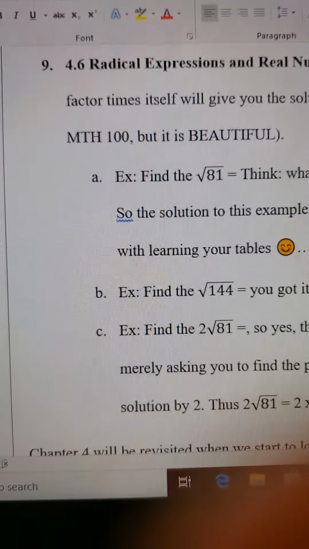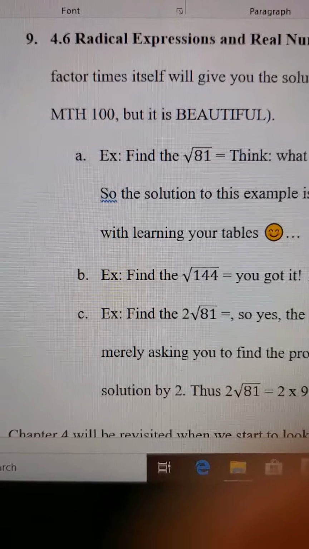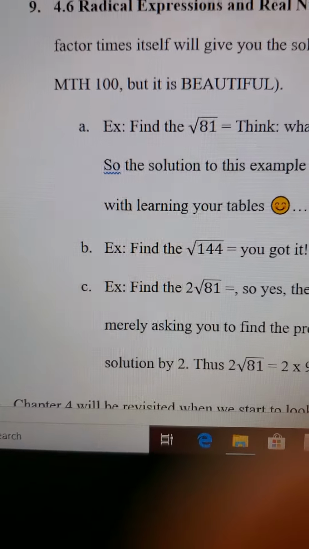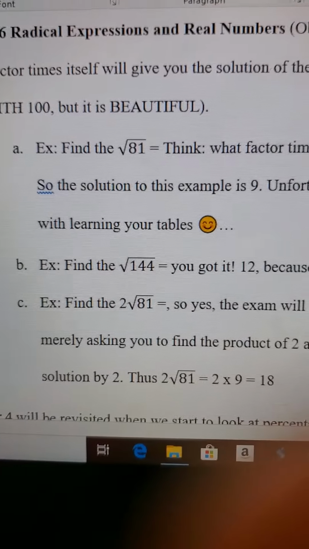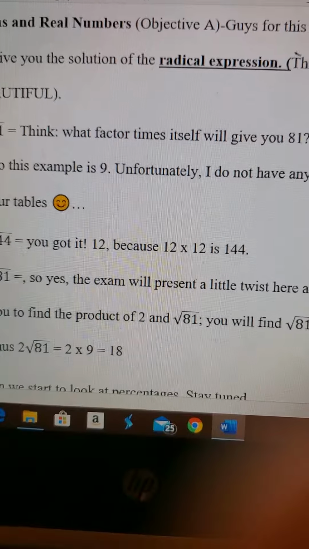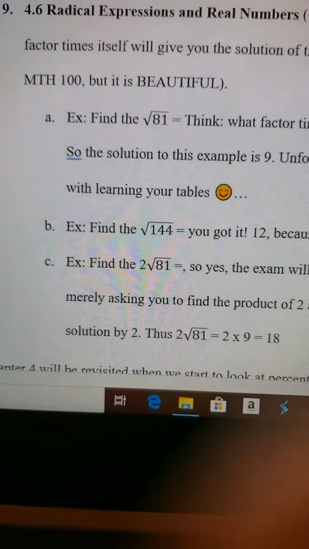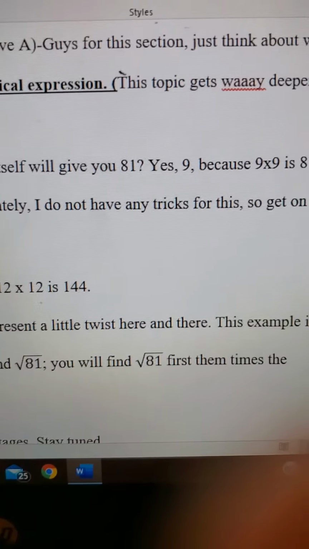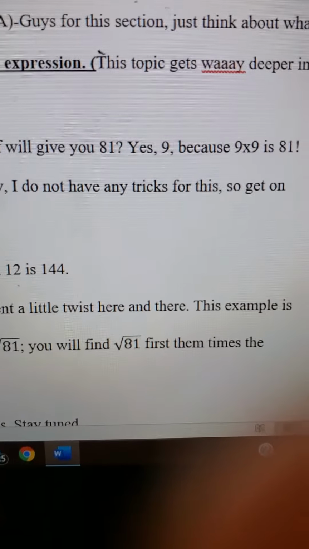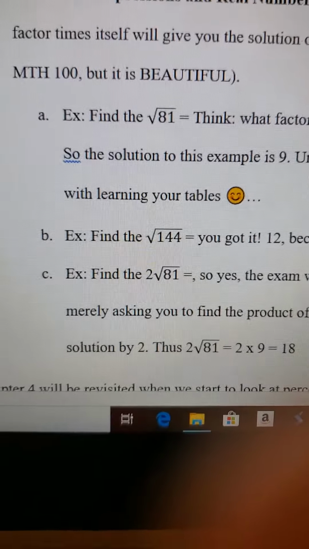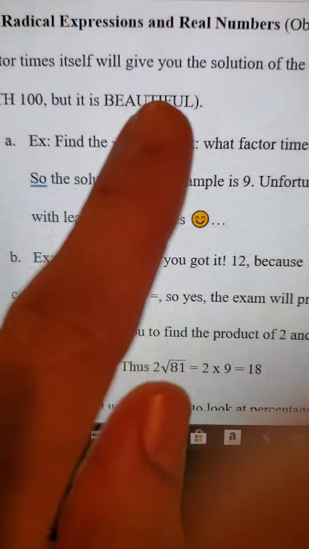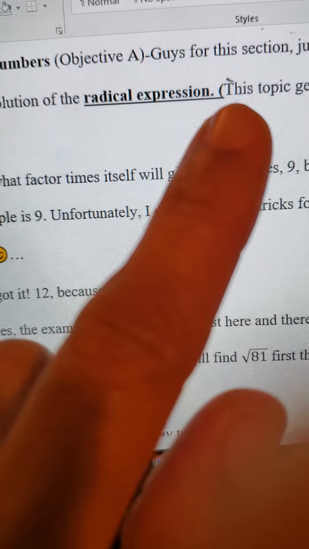All right, guys, this should be short and sweet. Here we are just lightly touching on radical expressions and real numbers. They kind of threw in radical expressions. When you think about a radical or square root of something, in this case, just think about what factor times itself will give you the solution to the radical expression.